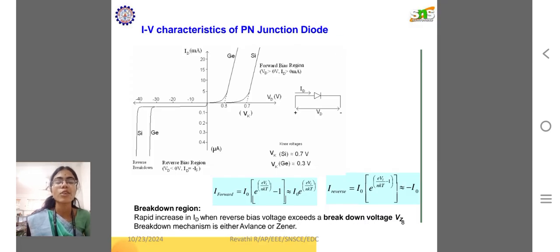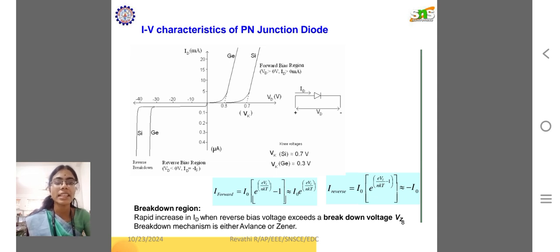VI characteristics: the voltage current characteristics of a PN junction diode. In the forward bias condition there is conduction. A diode involves a semiconductor, and the two types of semiconductor used in PN junction diodes are germanium and silicon, where germanium's knee voltage is 0.3 and silicon's is 0.7. The conduction in reverse bias is termed leakage current. There is a rapid increase in the diode current when the reverse bias voltage exceeds the breakdown voltage.